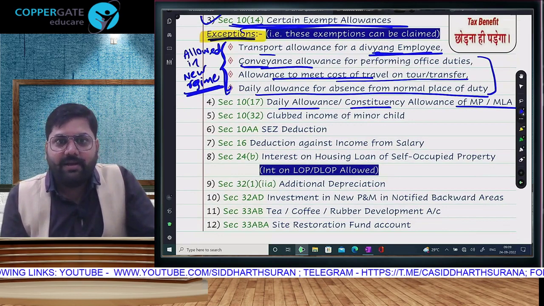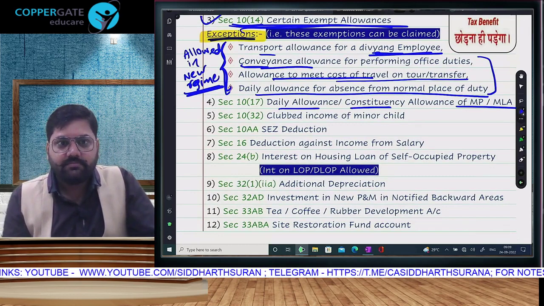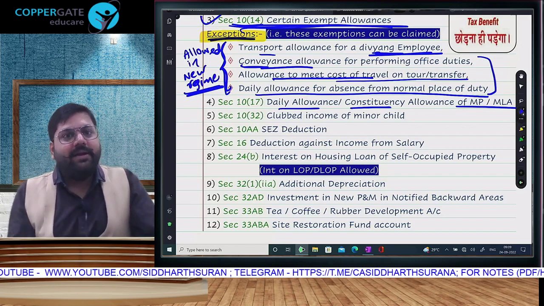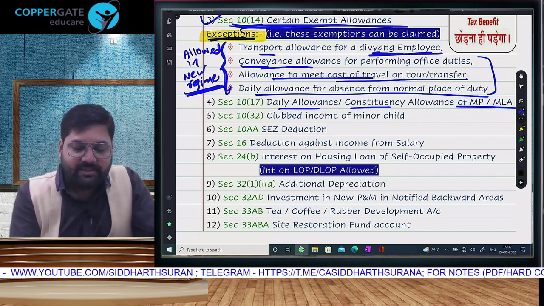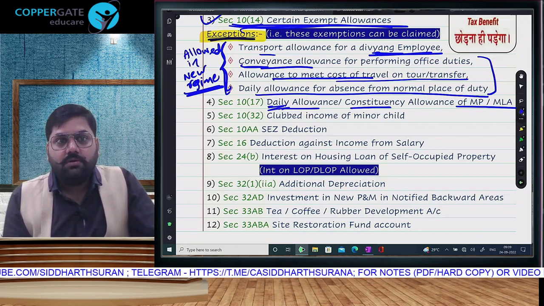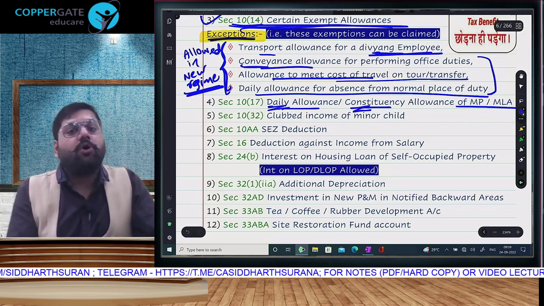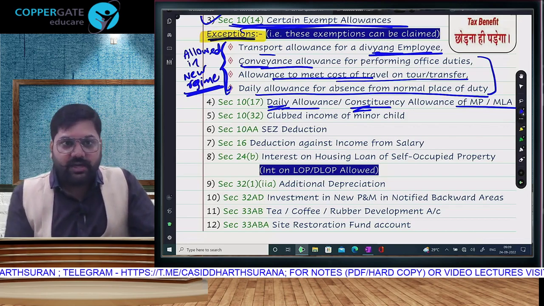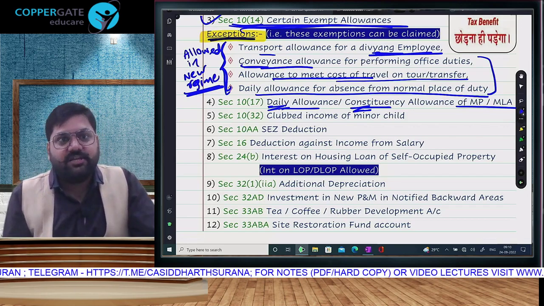You know, member of parliament, member of legislative assembly. When the parliament is in session, they get something called a daily allowance because they are away from home, no? And they also get something called constituency allowance. Constituency is an area from where you win elections.